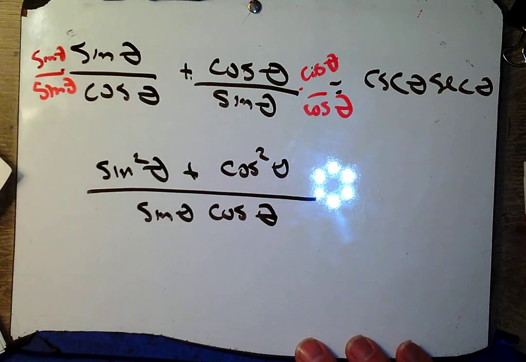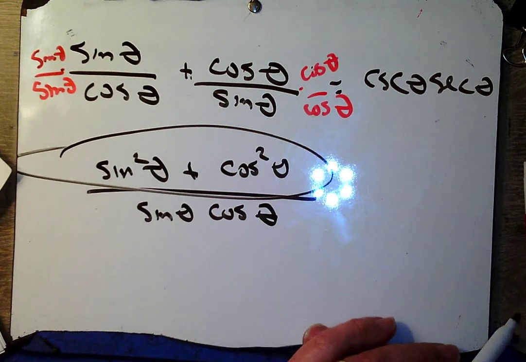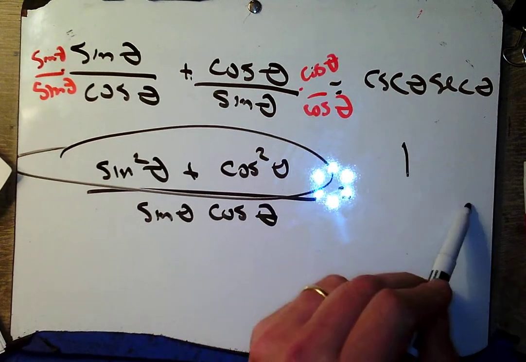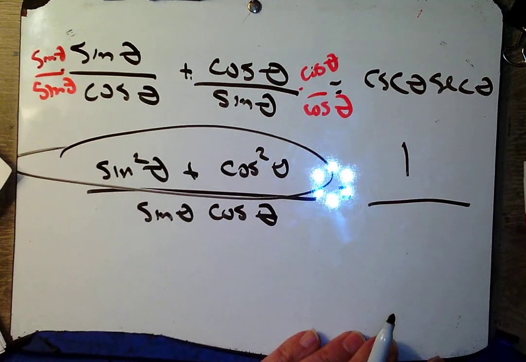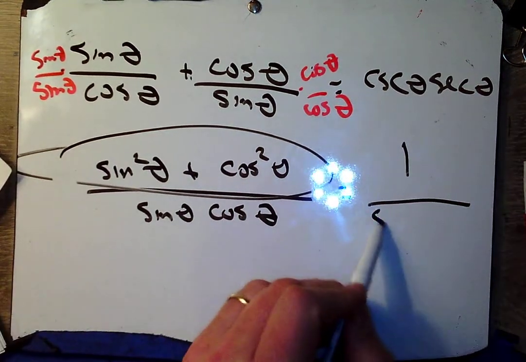Okay? All right. Hey, what's that? It's our first Pythagorean identity. That's equal to 1. But if I don't know my identities, I'm never going to recognize that that's 1. So please make sure you know your identities.